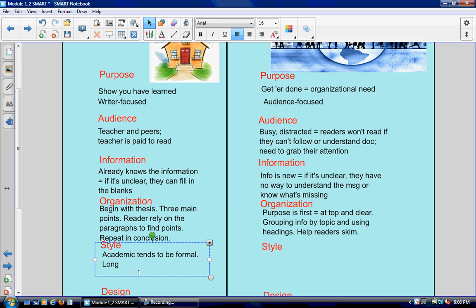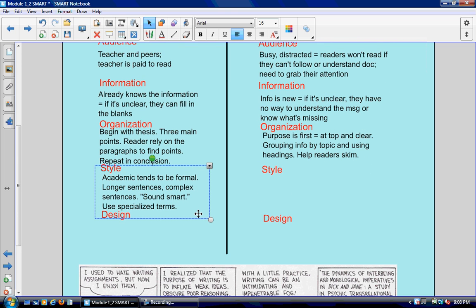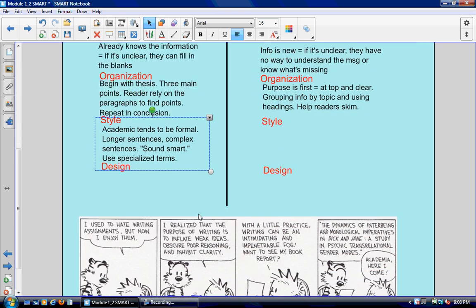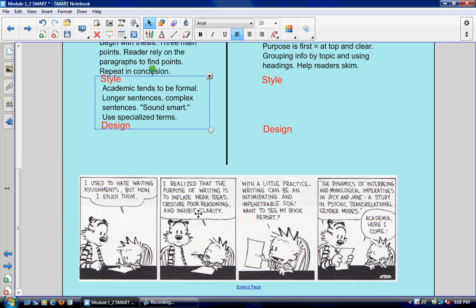It uses longer sentences and more complex sentence structure. And that is seen as a bonus, right? You want to sound smart. And so you might use specialized terms in order to present yourself as a professional in that situation. There's this little Calvin and Hobbes comic strip at the bottom that kind of demonstrates that here.